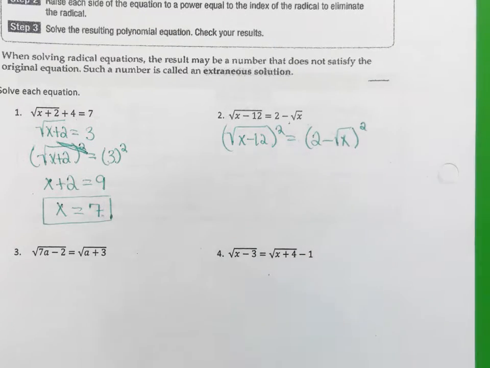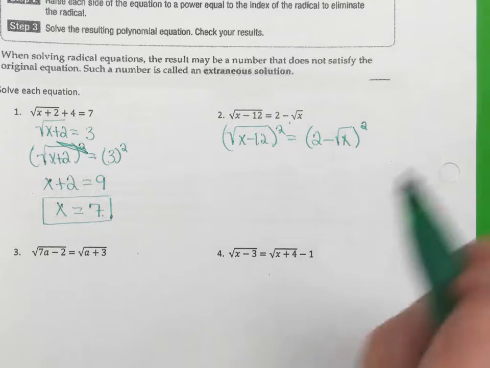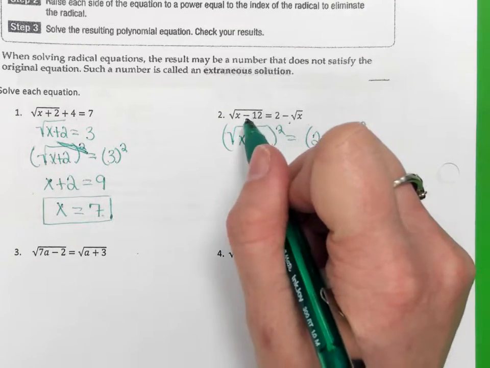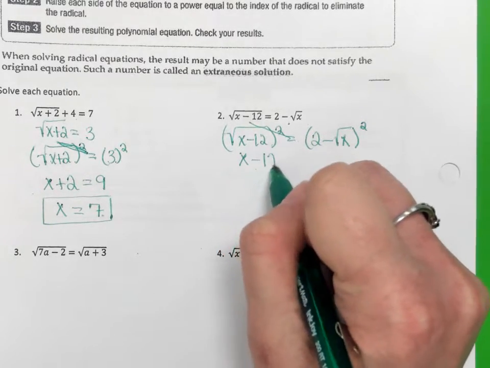Do you notice how I put both sides completely in parentheses? Now here's my question to you. Ready? Will the square root and the square cancel out on this side? Yes, they will. That leaves me with x minus 12.